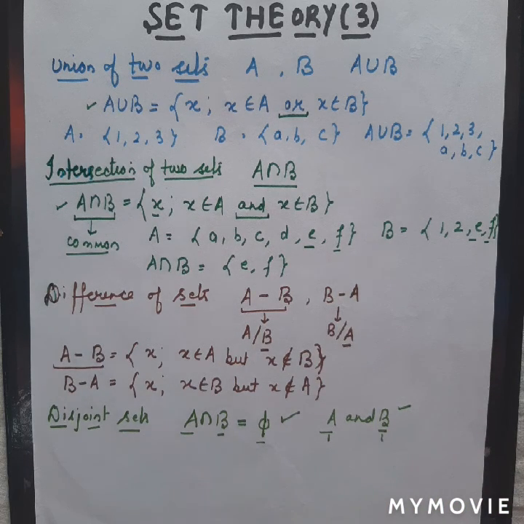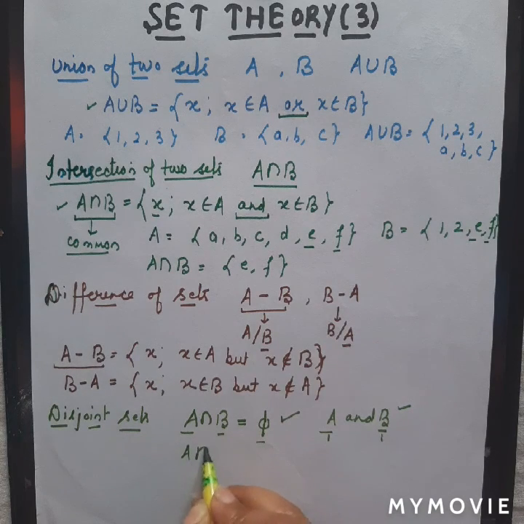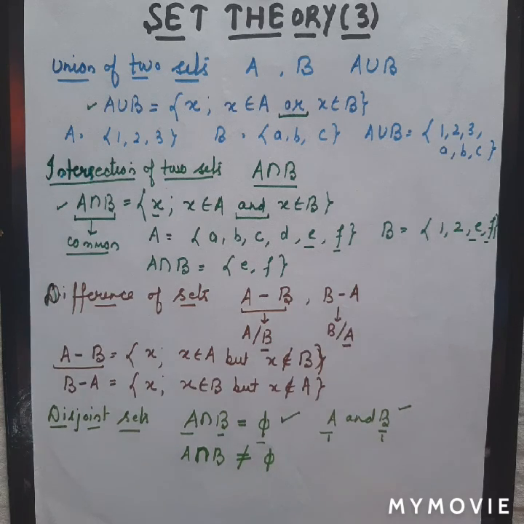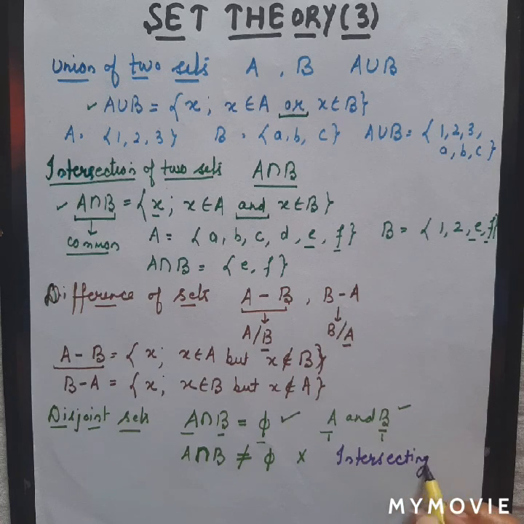Fine. And in case the intersection of two sets is not equal to phi, so these are not disjoint sets. The sets which are not disjoint sets, those sets are called intersecting sets.